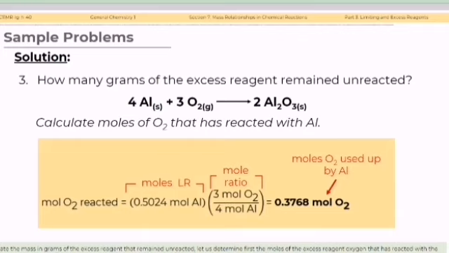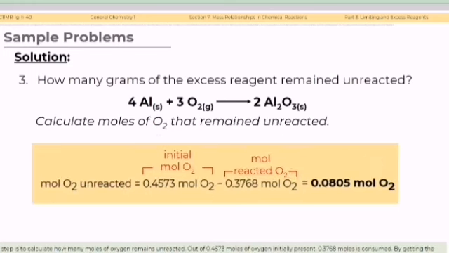To calculate the mass in grams of the excess reagent that remains unreacted, let us first determine the moles of the excess reagent, oxygen, that has reacted with the limiting reagent, aluminum. The moles of oxygen that reacted equals 0.5024 moles of aluminum times the mole ratio, 3 moles of oxygen per 4 moles of aluminum, giving a value of 0.3768 moles of oxygen. This is the amount of oxygen that has been used up by aluminum.